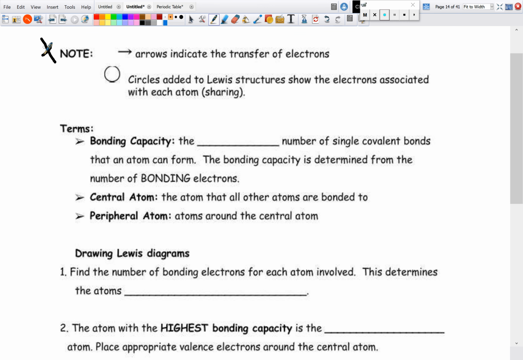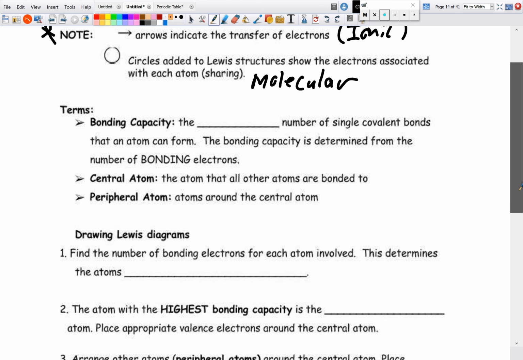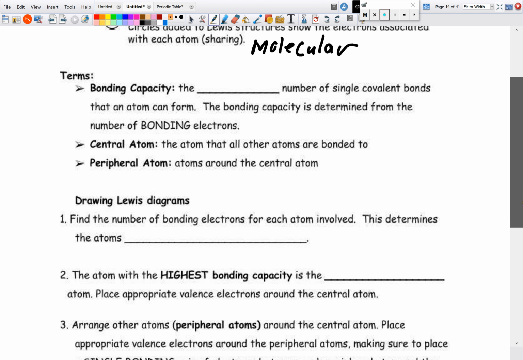So this is just a little note or reminder. Arrows indicate transfer of electrons; we do this for ionic compounds, and circles are going to be the sharing, our molecular compounds. Okay? Now before we go in, just a few little terms. First, bonding capacity.